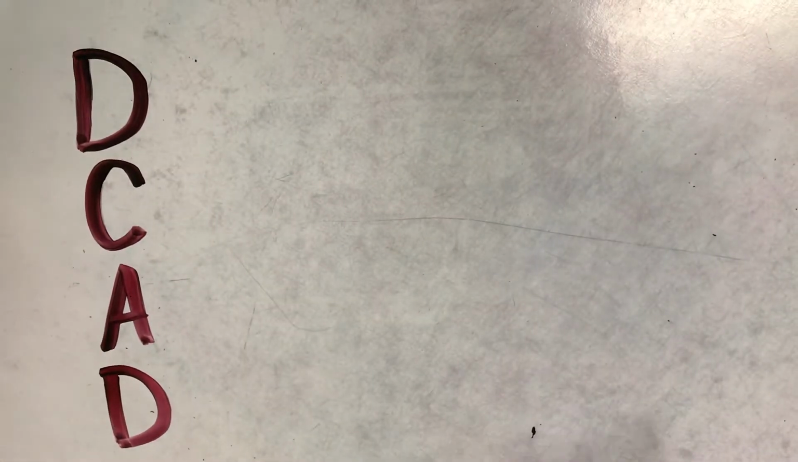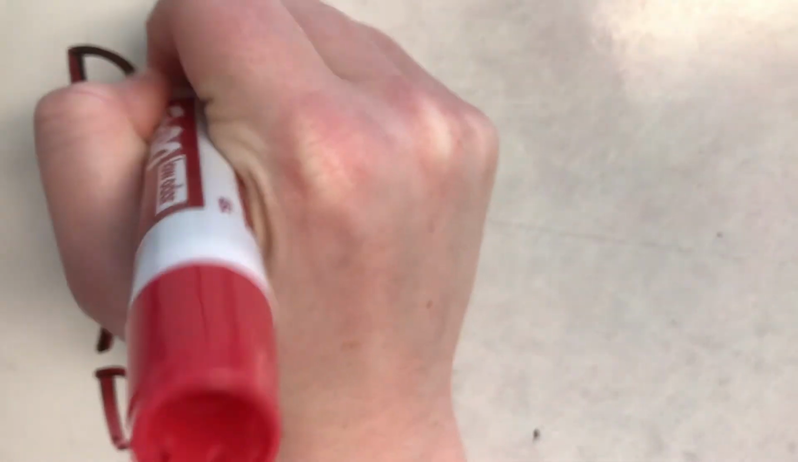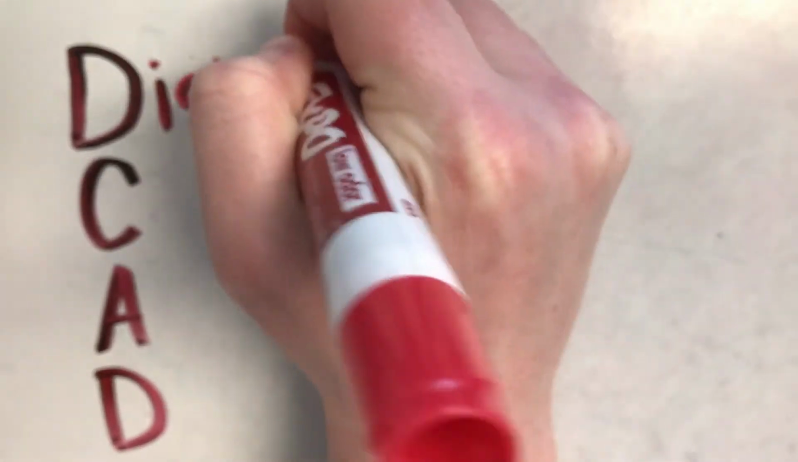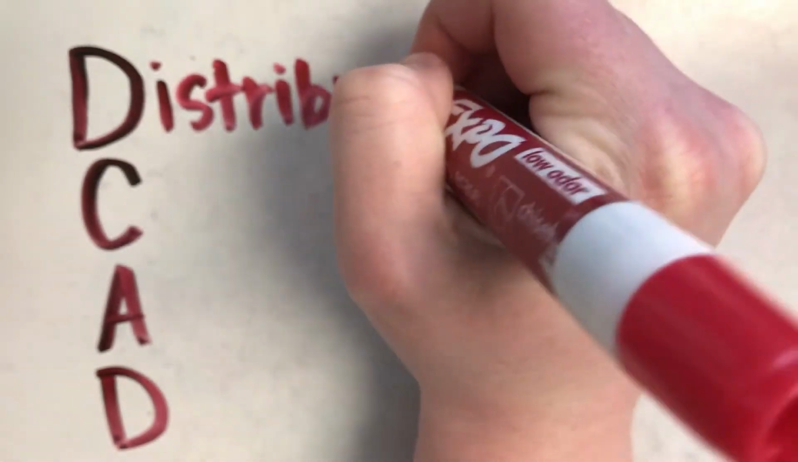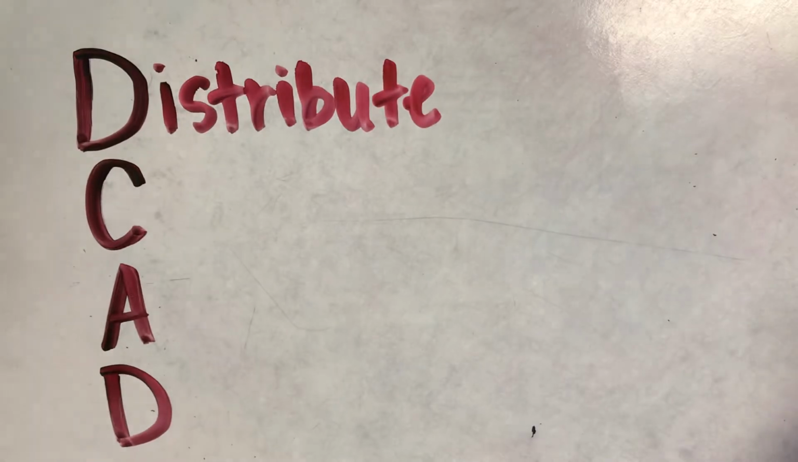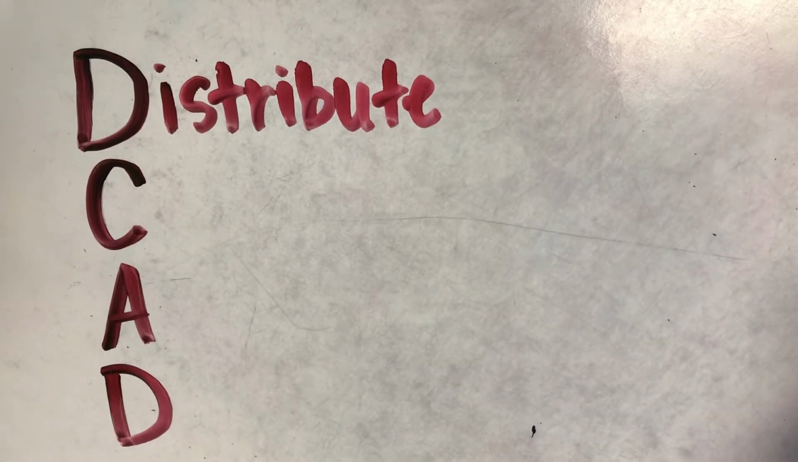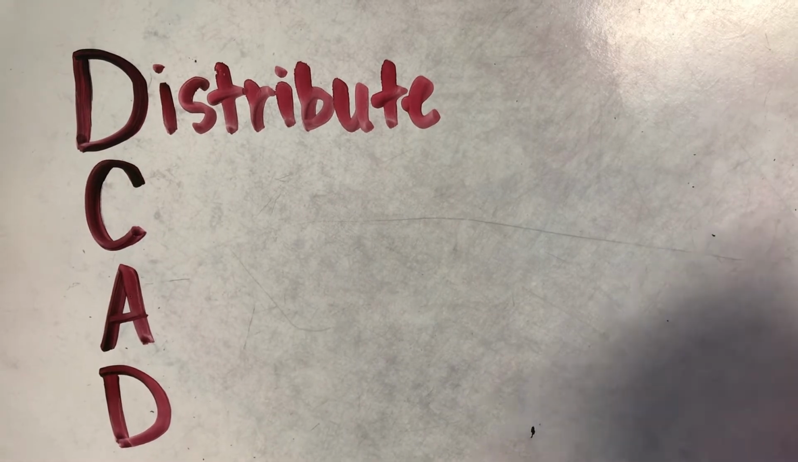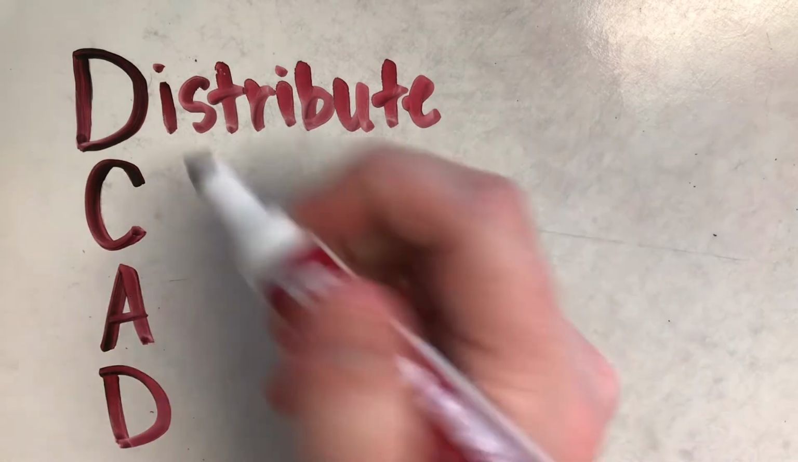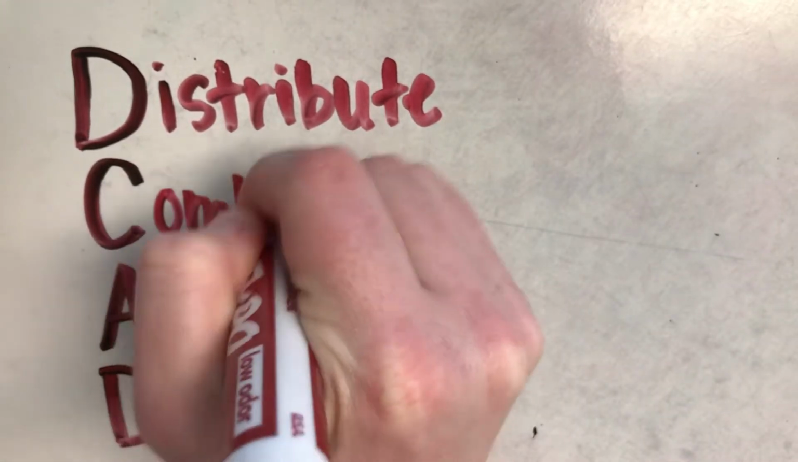First step, always, if possible, is distribute. Now we know every equation is not going to have distributive property, but if it does, you need to get that done first. So always distribute first. After that, or if there is no distributive property, you're going to come down to C, which is combine like terms.